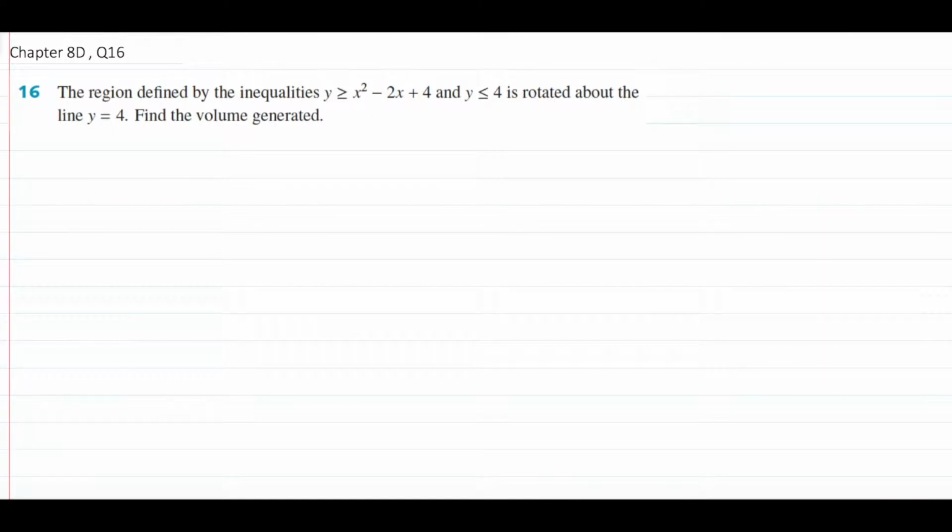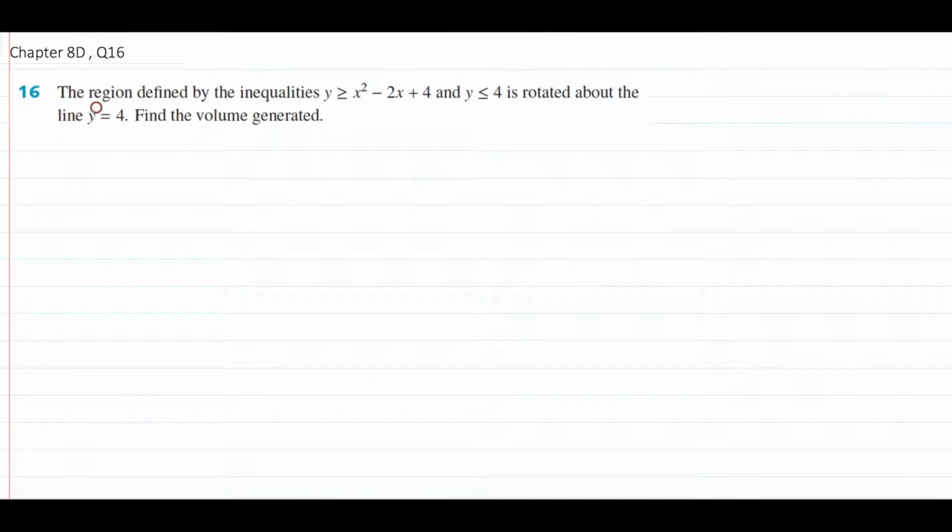Today we'll be doing question 16 from chapter 8D. So pretty much more volumes of solids of revolution. This one's a bit tricky though because you're not rotating your volume around your x or y axes. You're actually rotating your volume around a line that's not your x or y axes. So let's have a read of the question and I'll show you how to tackle these kind of questions, okay?